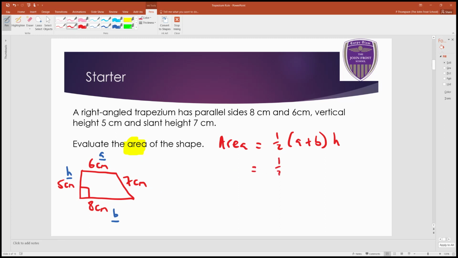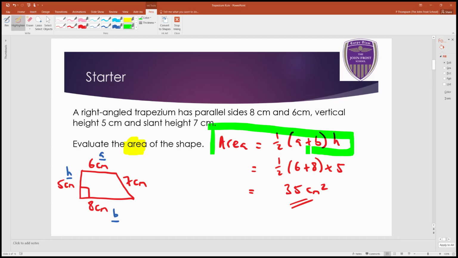So put your numbers in. 1/2 times 6 plus 8 times 5. Well, the bracket's worth 14. Half of 14 is 7. 7 times 5 is 35 centimeters squared. Okay, this formula here is very, very important. Don't forget it.